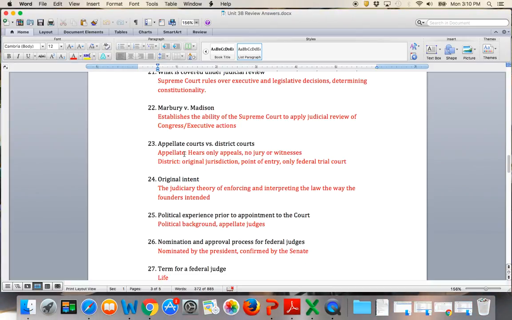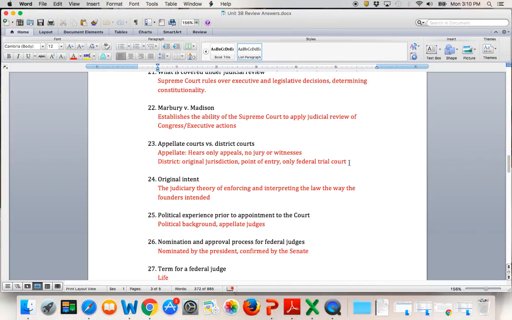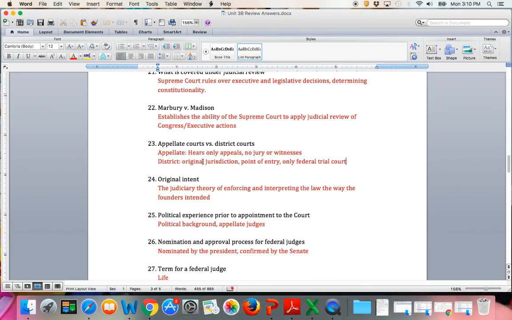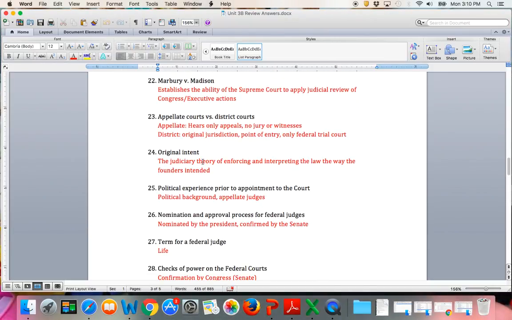Your appellate courts and your district courts are where the court cases begin. They actually are trial courts. There are 94 district courts. They're actual trials where there are lawyers and juries, and if there's a decision someone disagrees with, they can appeal it to the appellate court. There are 11 different appellate courts. There's no jury, no witnesses, just statements by lawyers and briefs written.